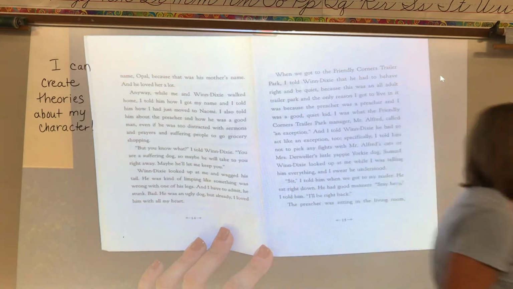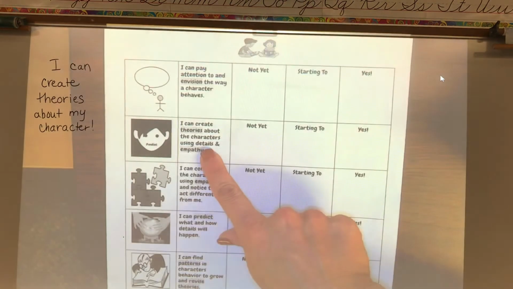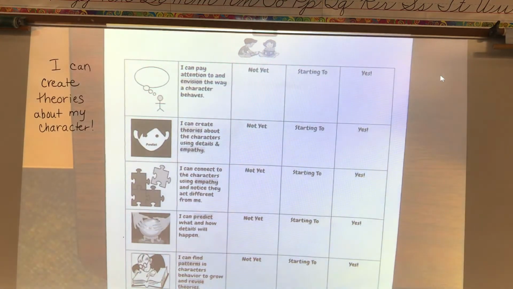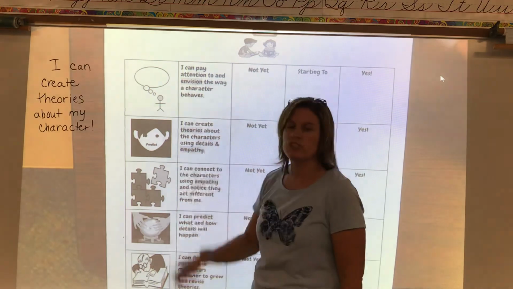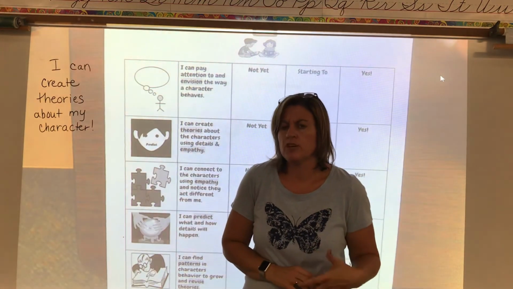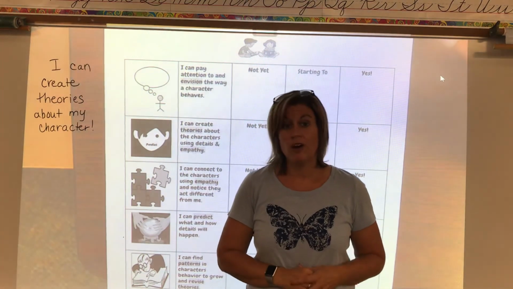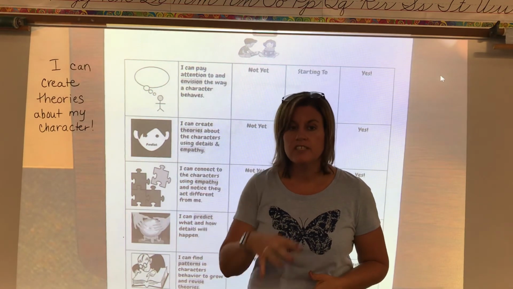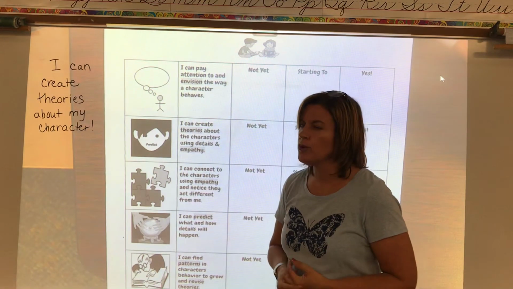So today when your teacher or Mrs. Bott talks to you, they're going to be looking at this second I can statement. I can create theories about the characters, using details. Not so much empathy today. We're going to get into that later on. But using details. When they say to you, can you tell me a theory you have about your character? You can tell them your theory, but you also have to give them proof from the text. In the text, this is what happened. It's a big assignment. I know you can do it.